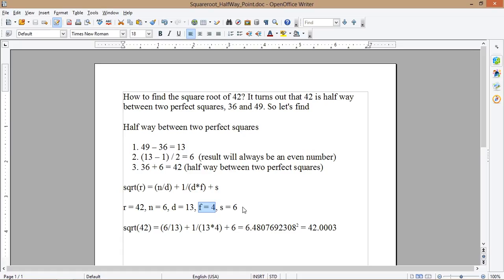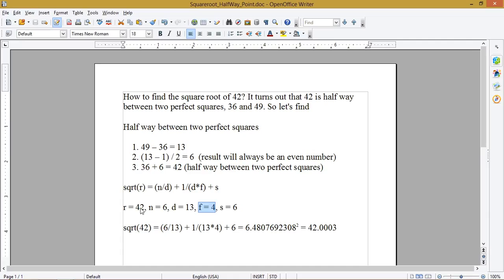Okay, so this is really important to understand this part. Whenever we're trying to find the square root of a number that is halfway between two perfect squares, which is what we're doing here, obviously, f will always be 4. Always. And when I get to the end of this video, I'm going to give you guys a little assignment for those of you that are interested. I'm going to ask you to find the halfway point between two other perfect squares, and f will equal 4, because just like I said, whenever you're dealing with a halfway point between two perfect squares, f is always going to be equal to 4, all right?